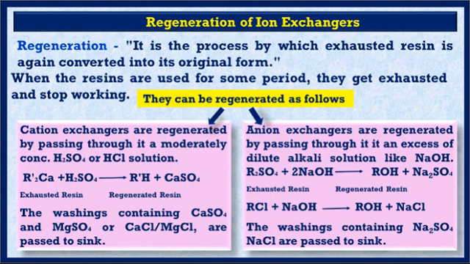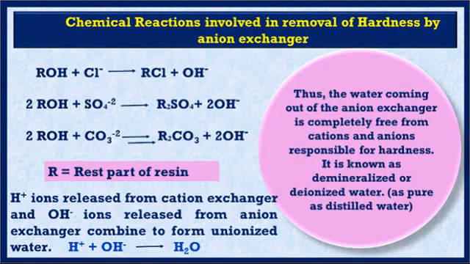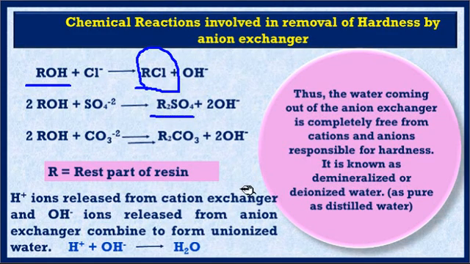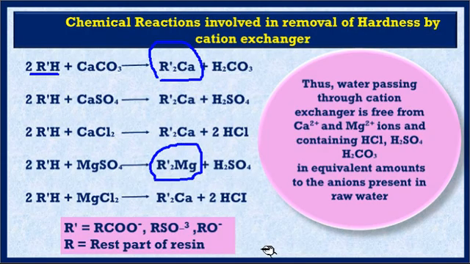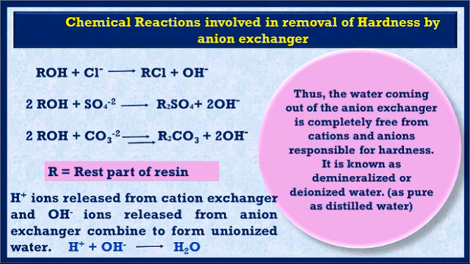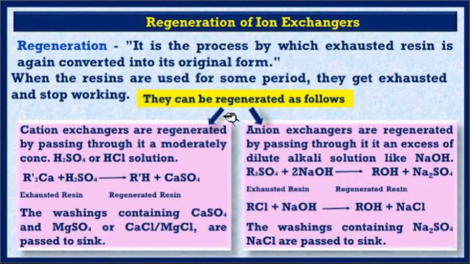Now one problem comes after some time: the anion exchange resin is exhausted, that means it is converted into the chloride, sulfate or carbonate form, while the cation exchange resin is exhausted because it is converted into the calcium and magnesium form in place of the hydrogen form. So regeneration is required. So what is regeneration? Regeneration is the process by which the exhausted resin is again converted into its original form.